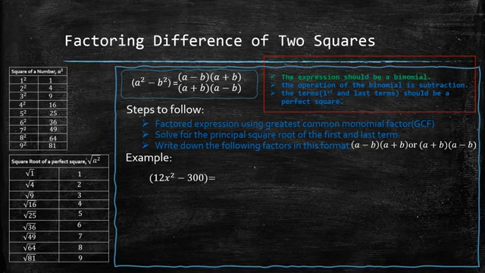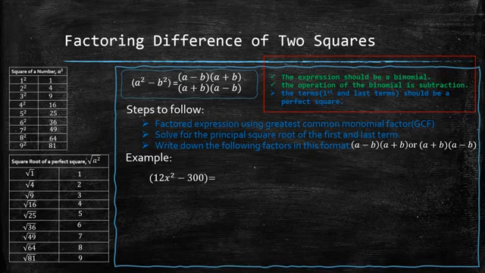Check. Next, the operation of the binomial is subtraction. Check. Next, the first and the last term should be a perfect square. Class, is 12 a perfect square? No. How about 300? Is 300 a perfect square? Even less. So in this case, you proceed now to the first step in solving.